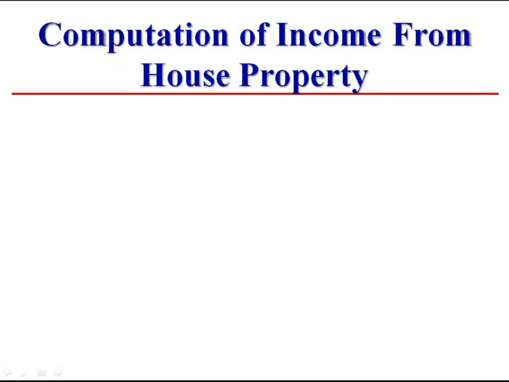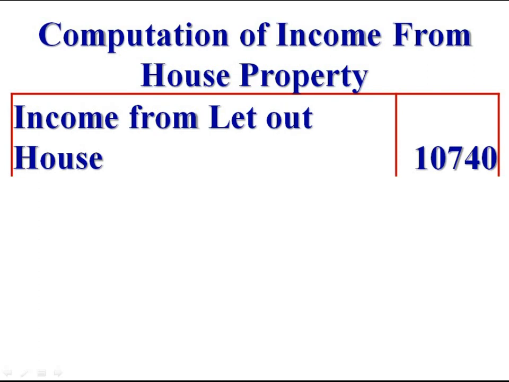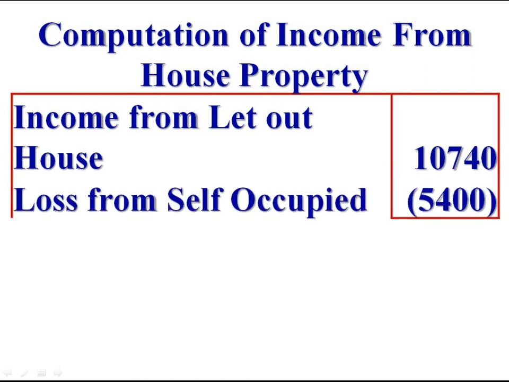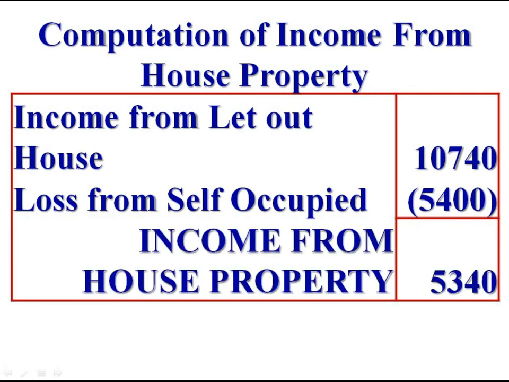Add them. Computation of income from house property: for the 1/3 portion 10,740. For the 2/3 portion loss 5,400. Add them. We get 5,340. It is the income from house property of the entire portion. മൊത്തം വീടിന്റെ ഇൻകം ഫ്രം ഹൗസ് പ്രോപ്പർട്ടിയാണ് 5,340.